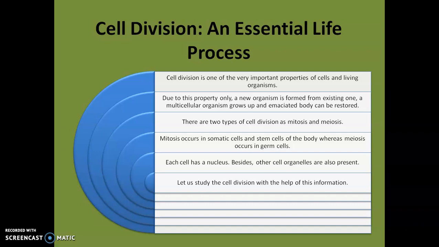There are two types of cell division: mitosis and meiosis. Mitosis occurs in somatic cells and stem cells of the body, whereas meiosis occurs in germ cells. Germ cell means reproductive cells. So mitosis occurs in all the cells except reproductive cells.